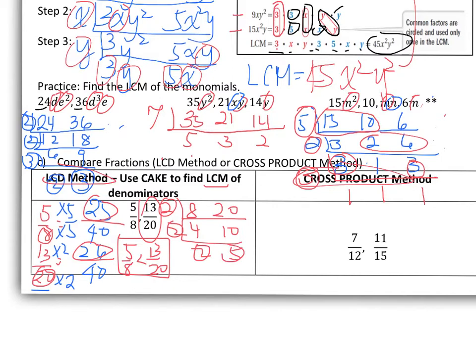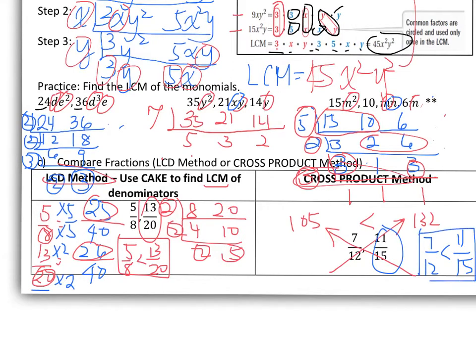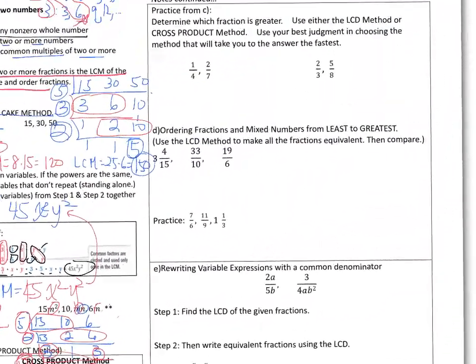Okay, let me show you the cross product method. 12 times 11 is 132. 7 times 15 is 105. And 132 is bigger. So 11 over 15 is bigger. Okay? And your book will like you to write your answer like this. Okay. Now let's move on to some practice problems.